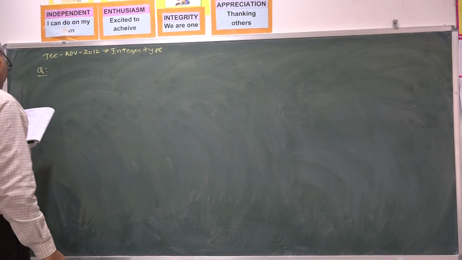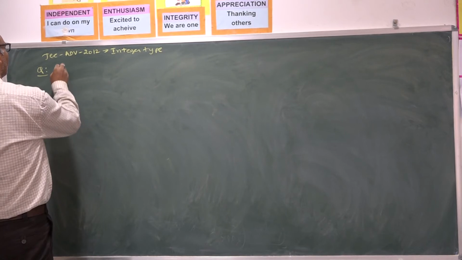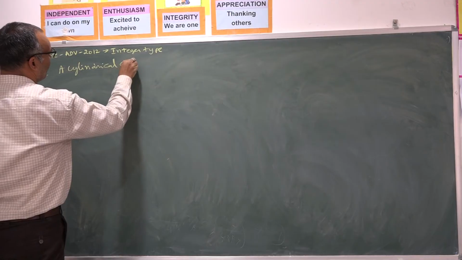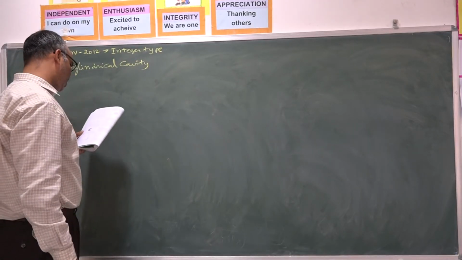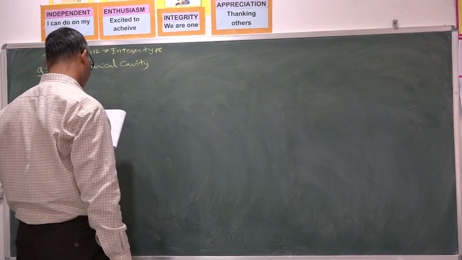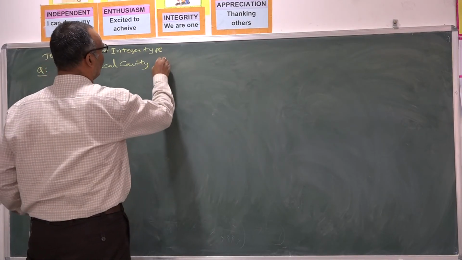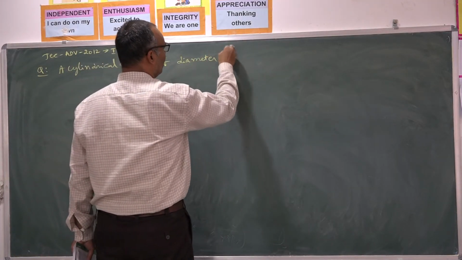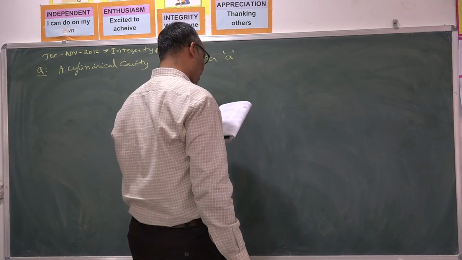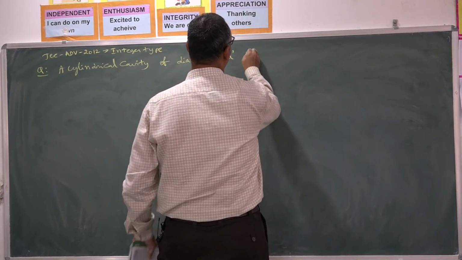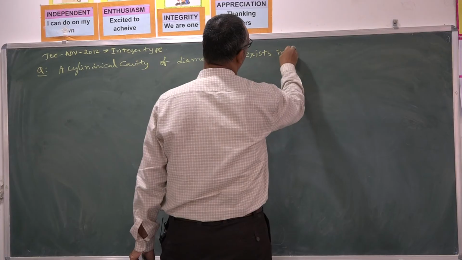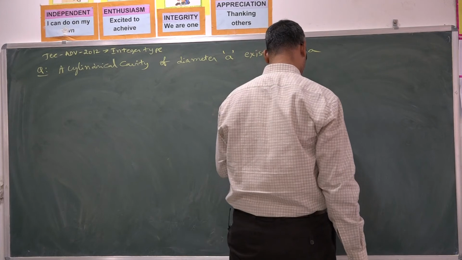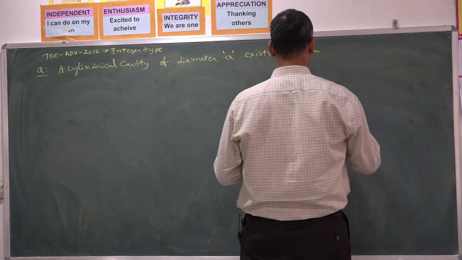a cylindrical cavity of diameter A exists inside a cylinder of diameter 2A.